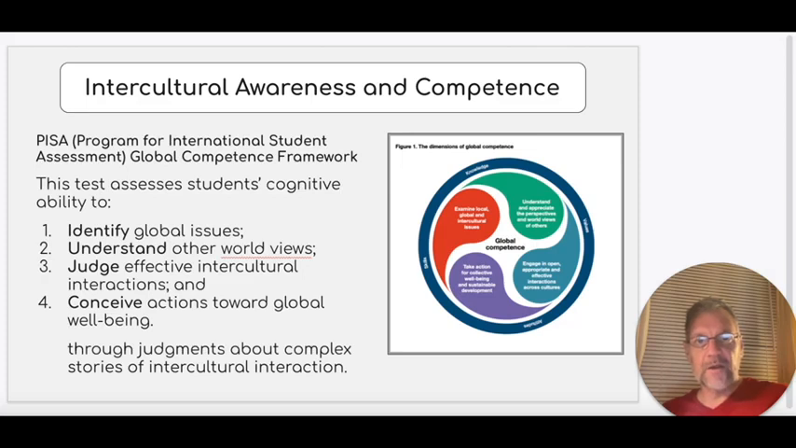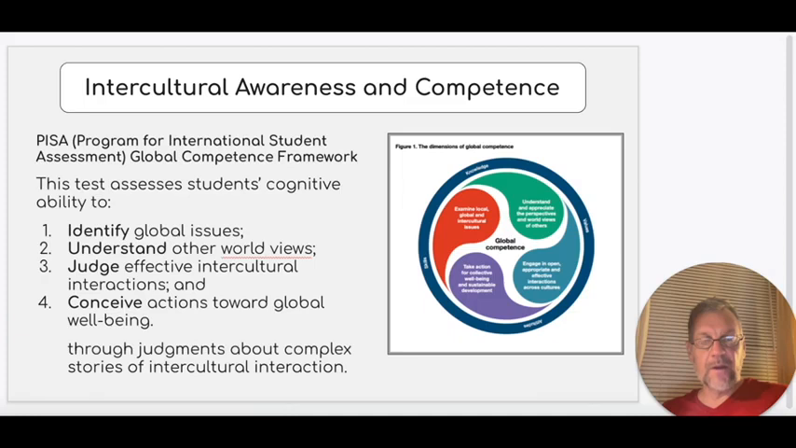First, the ability to identify global issues through knowledge of other cultures around the globe. And second, the ability to understand disparate worldviews and perspectives. Third, the ability to judge when an intercultural interaction is effective or not. And fourth, to know what constitutes respectful, sustainable global actions and how to undertake them.